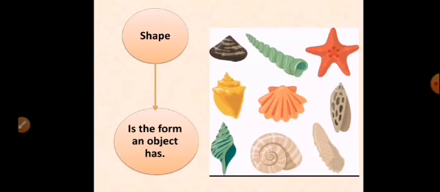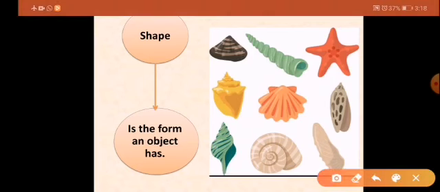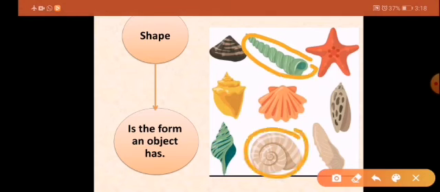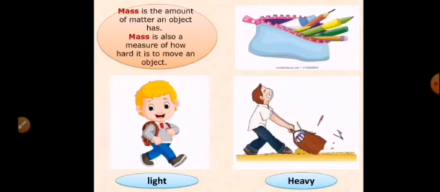And now let's talk about the shape. Shape is the form an object has. It means that the different matters around us have different shapes. For example, if we look at these shells, we can find that some shells are long, some round, some look like a star, and many different shapes. Also, the matter around you can have different shapes. Okay?